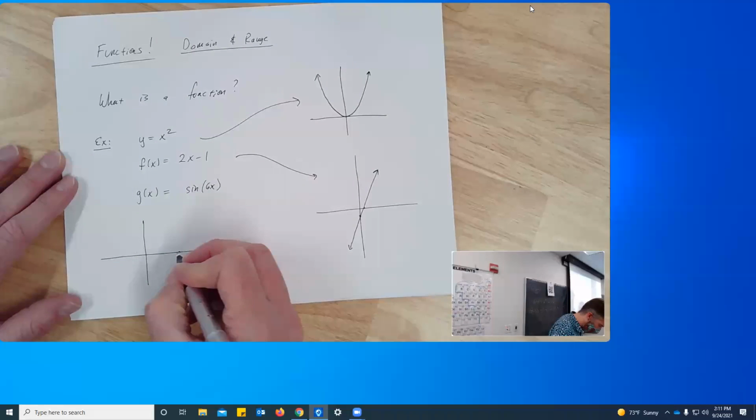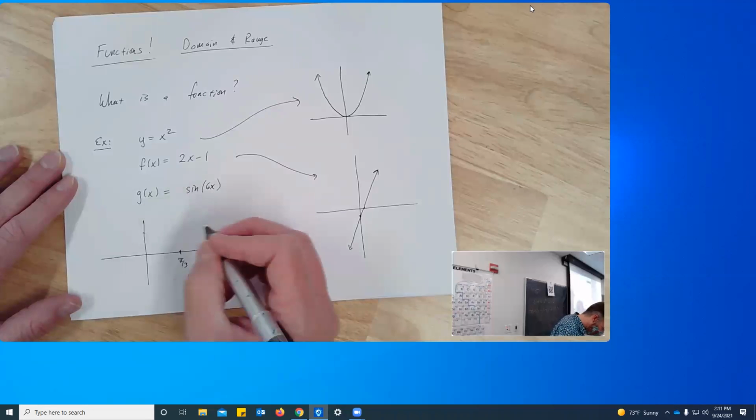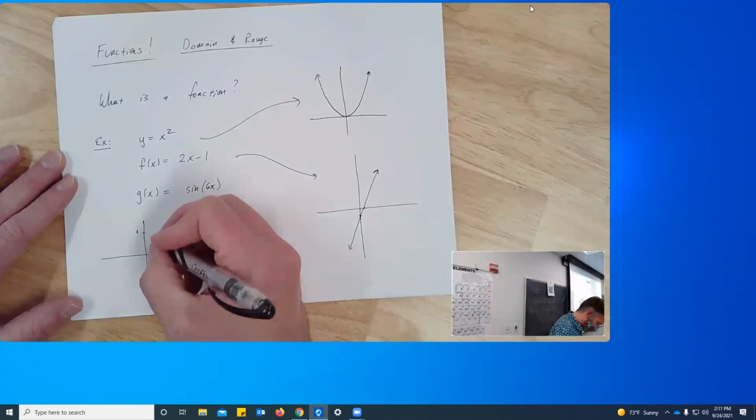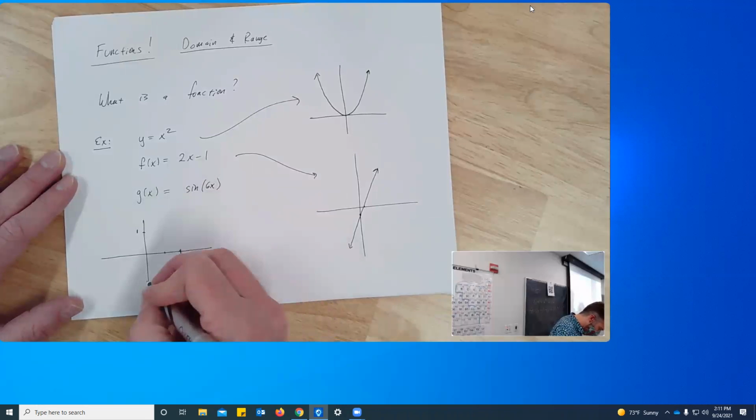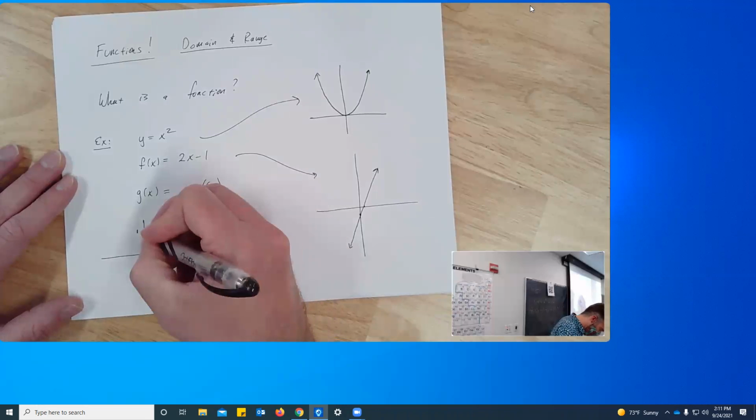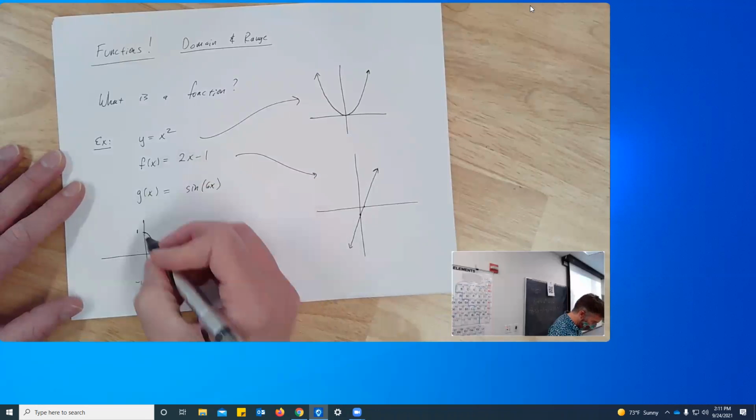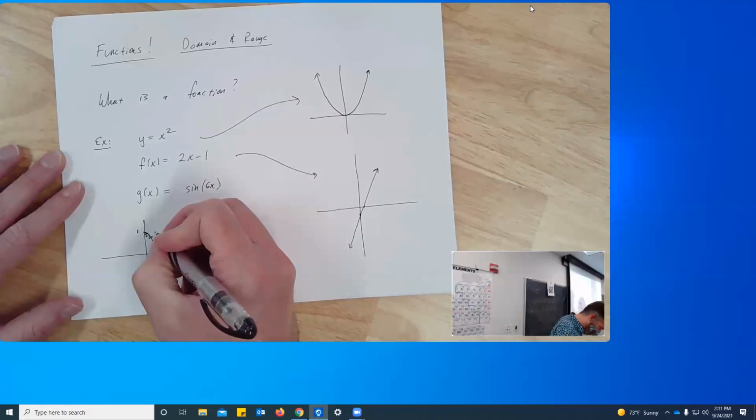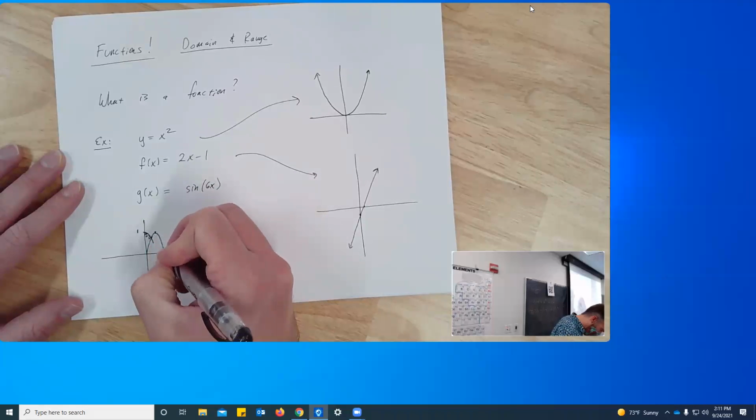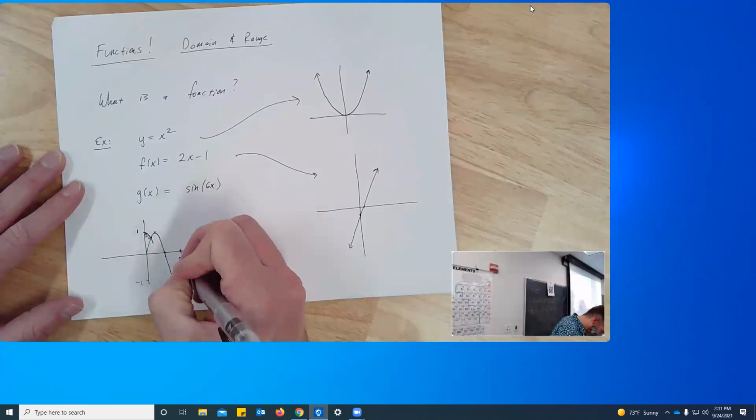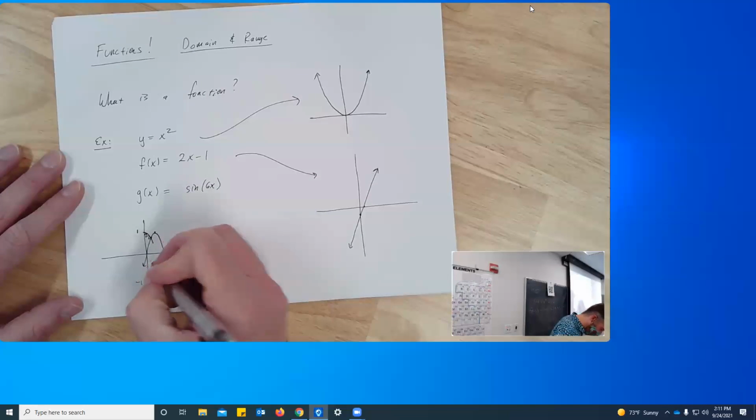So pi over 3 is like 1-ish. So sine of 6x would look something vaguely like this. Oh, that's cosine, not sine. Sorry. Here we go, kind of like that.